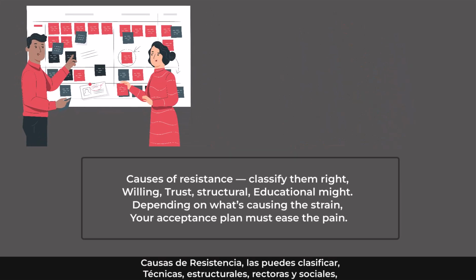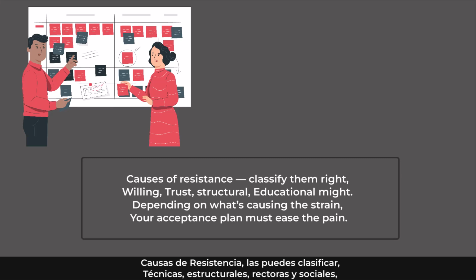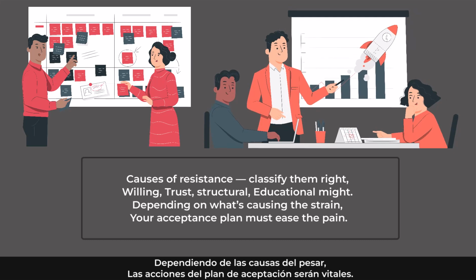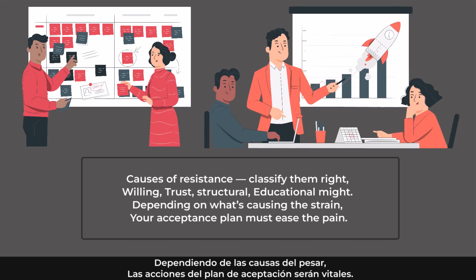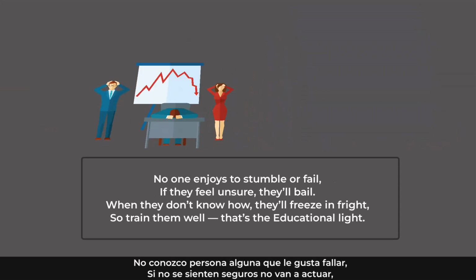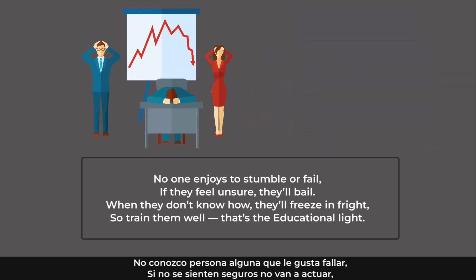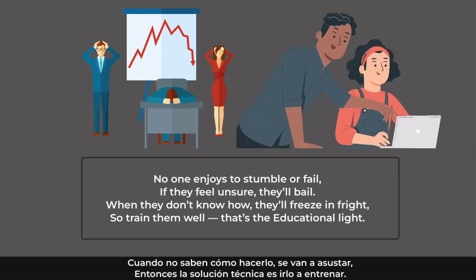Causes of resistance, classified and right. Willing trust is structural, educational might. Depending on what's causing the strain, your acceptance plan must ease the pain. No one enjoys to stumble or fail. If they feel unsure, they bail. When they don't know how, they're freezing fright. So train them well, that's educational light.